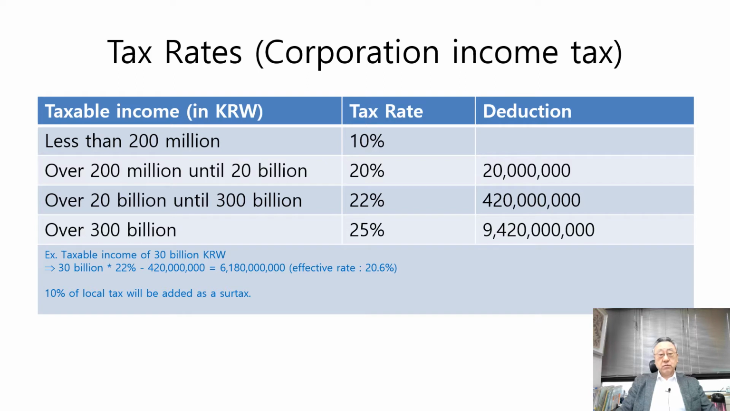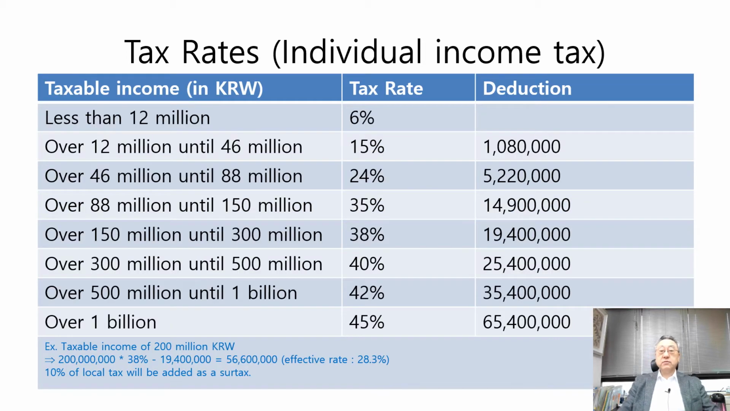So using deductions, we are making some illustration of actual computation. For instance, the taxable income is 30 billion Korean won. Wow, this is a very big company. In that case, 30 billion multiplied by 22%, deduct 420 million, then the tax amount will be 6 billion 180 million Korean won. So effective rate will be 20.6%. So anyway, in terms of corporation income tax, the lowest rate is 10%, and then highest 25%.